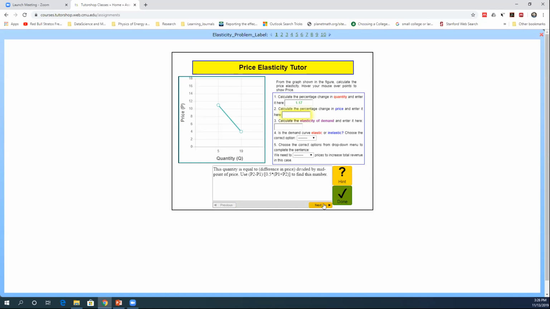So this is P2 minus P1 divided by half of P1 plus P2. So P2, this is 11 minus 5 divided by 8. 11 minus 5 is 6 divided by 8. So 0.75. Is that correct? Oh, no, that's wrong. Okay.